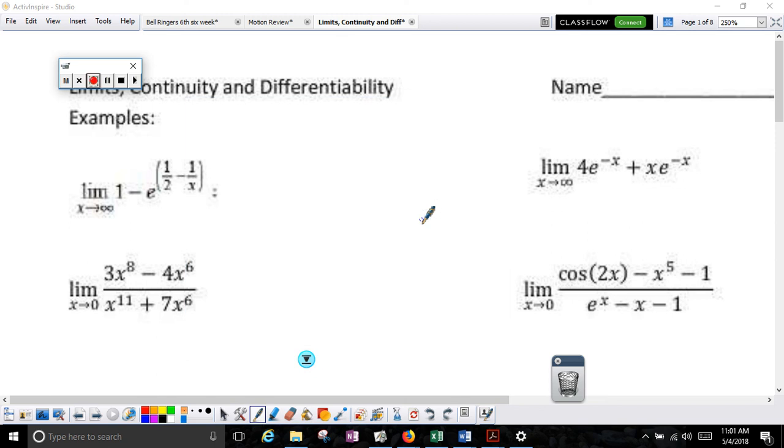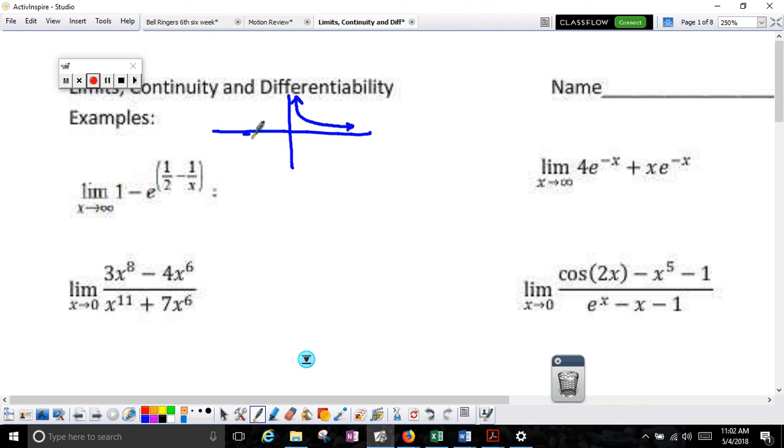Okay, let's go ahead and take a look at some limits. So the first one here, limit as x approaches infinity of 1 minus e to the 1/2 minus 1 over x. The only place I see an x in the problem is this 1 over x. So I'm going to think about what the graph of 1 over x looks like.